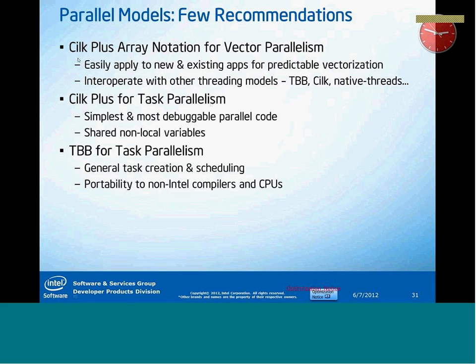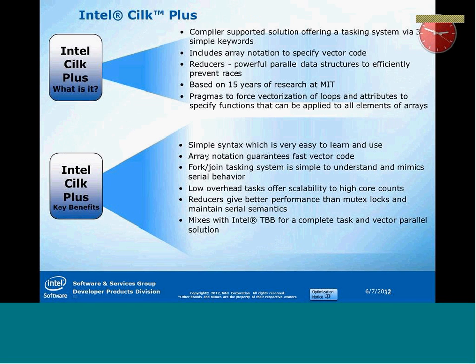But I have one more slide, I just realized. Here is my recommendation. Use Cilk Plus notation for vector parallelism, in addition to the automatic vectorization that I already discussed. You can use Cilk Plus for task-level parallelism, which is very simple and very easy to use, just like OpenMP or TBB, perhaps even simpler at times. And also use TBB for task-level parallelism.